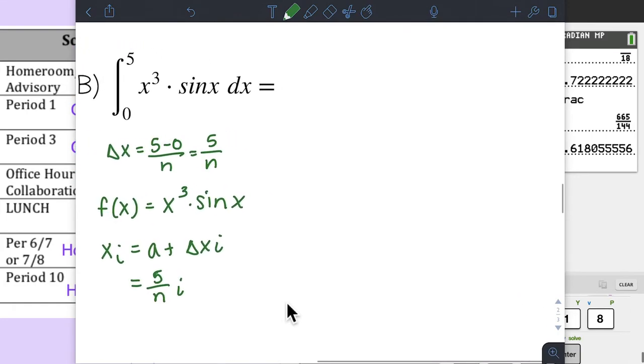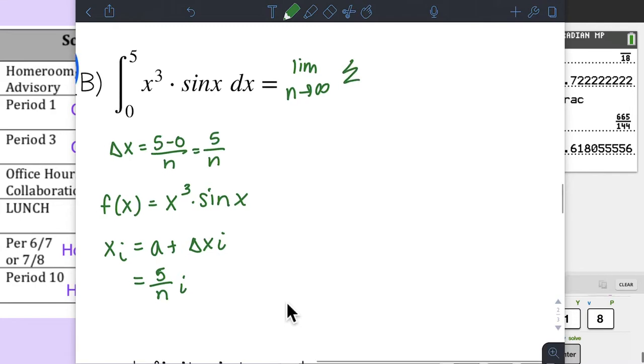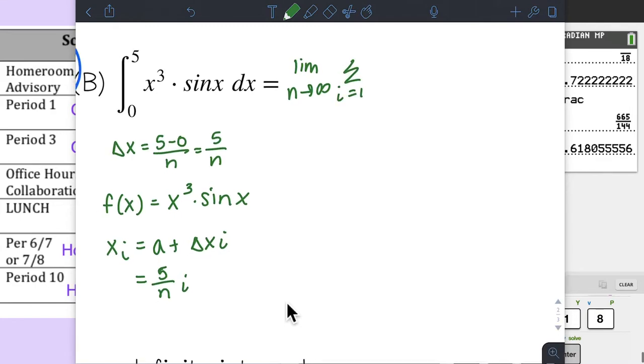So if I go and translate that into a Riemann sum, I'm going to take the limit as n goes to infinity of my sum from 1 to n of my delta x, so that's going to be 5 over n, times my function evaluated at my x i, my endpoints. So that's going to give me 5 over n times i all cubed times sine of 5 over n i.